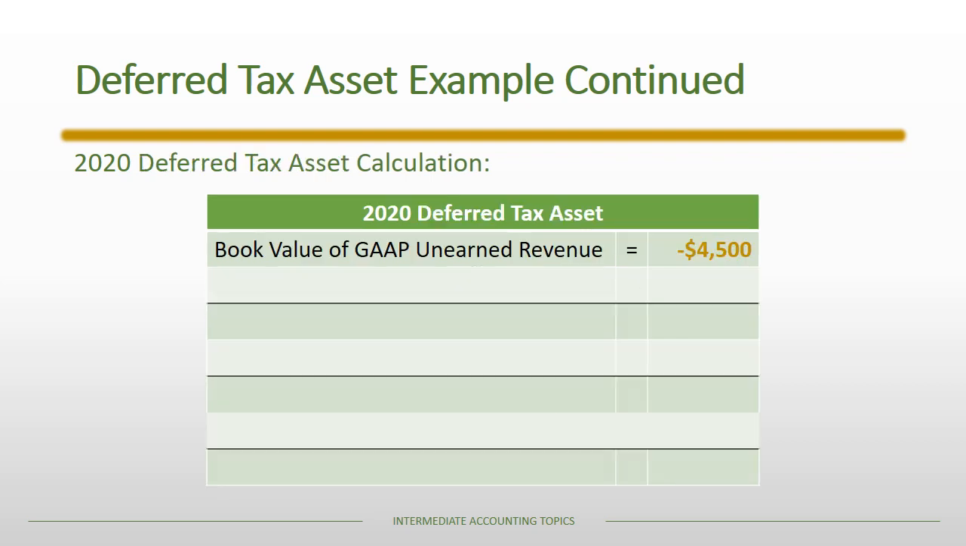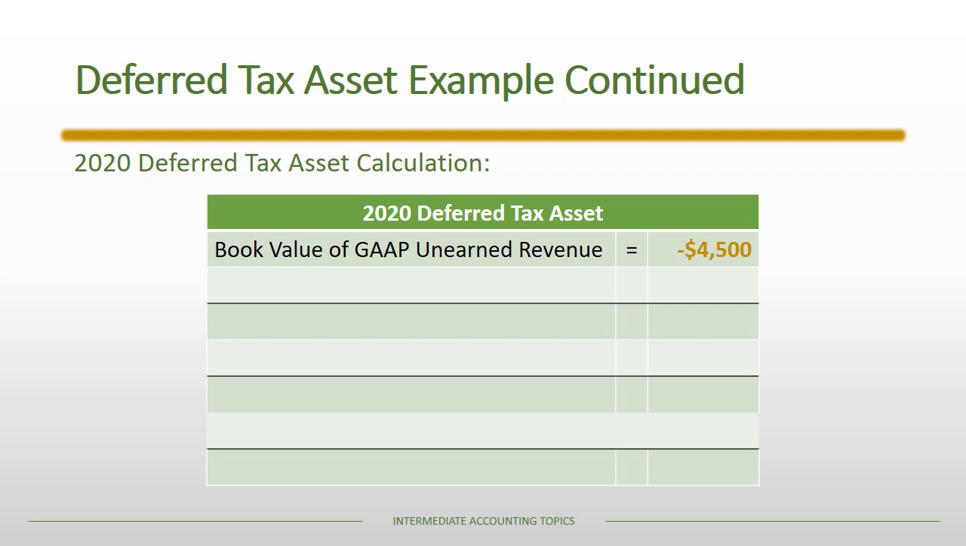So the next step then is to get the calculation for the deferred tax asset. Again, we focus on the balance sheet for this calculation. And so we have the book value of the GAAP unearned revenue. Now notice in this case I have a negative $4,500, and the reason why is because within this framework we want to be thinking in terms of net assets, and net assets is assets minus liabilities. And so since unearned revenue is a liability, the balance or the book value under GAAP of the net asset related to the unearned revenue is negative $4,500.